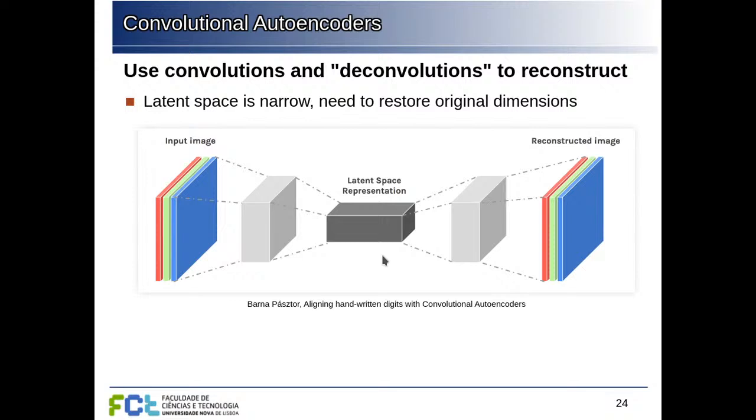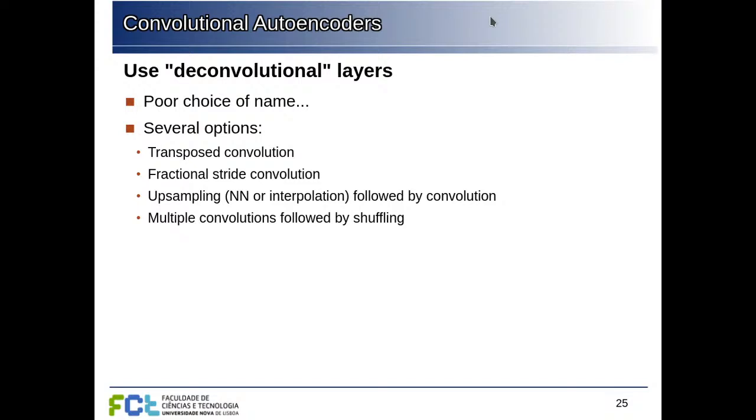Now, we saw this briefly last week when we looked at segmentation, and we need this way of going back, and I talked a bit about how to do these convolutions again and upsampling to return to the original resolution. They are often called deconvolutional layers, but this is not a good name because it's actually not the deconvolution, it's just convolution. But there are several options that you can use. We saw transposed convolution, fractional stride convolution.